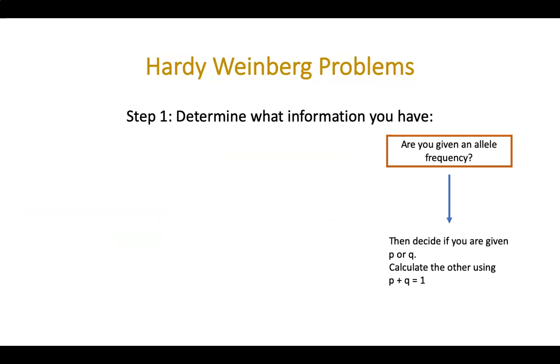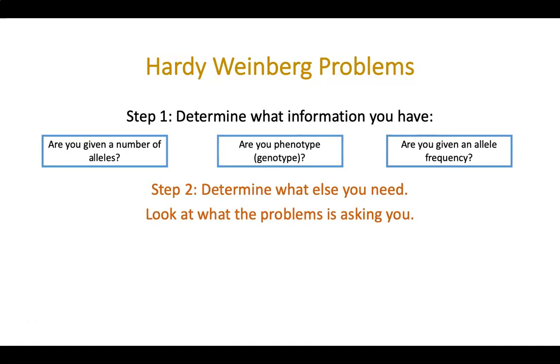So then our last one: are you given an allele frequency? If you're given an allele frequency, the only thing you have to do here is decide if you've been given p or q, because p and q are both equal to allele frequencies. That's what they are. So decide if you have the dominant allele frequency or the recessive allele frequency, and then use that to calculate the other. All of step 1 is determining what you have and calculating your p and your q value. After that, you need to determine what else you need. So look at what you're given, and use it to calculate p and q.